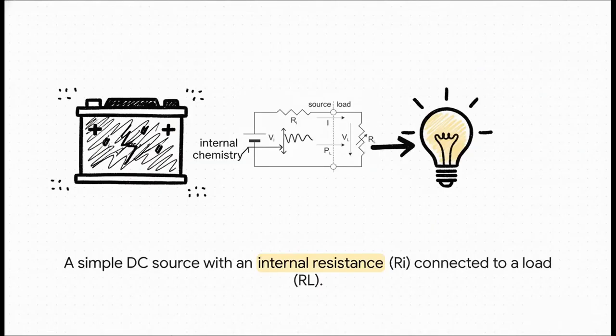Okay, first things first, we need a simple model to work with. So on the left, you've got your power source. Think of it as a battery. It has an ideal voltage source, VI, and some internal resistance, RI. That's just the natural resistance from its own internal chemistry. And on the right, that's our load, RL, the thing we're actually trying to power up.